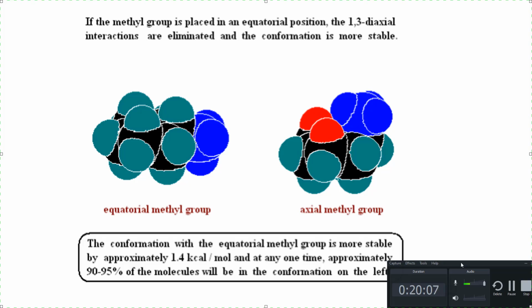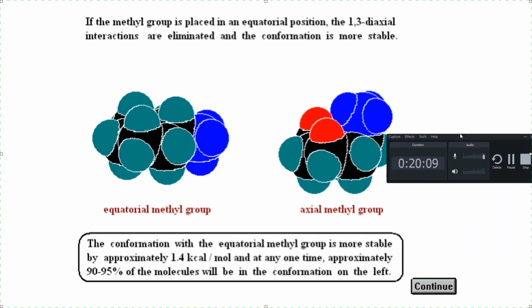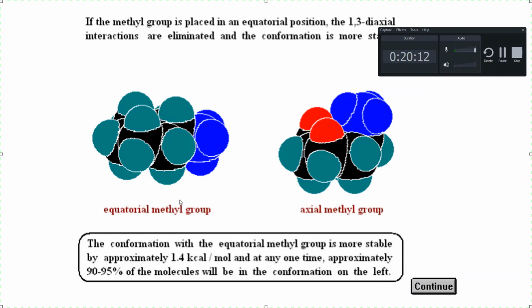And so if I make methylcyclohexane, what I will end up with is that the equatorial conformation is about 1.4 kilocalories per mole more stable than the diaxial one. At some point in the two classes, we will talk about how you calculate this, but that means that basically 90 to 95% of the molecules are in the equatorial conformation, and only about 5 to 10% would be axial at any one time.